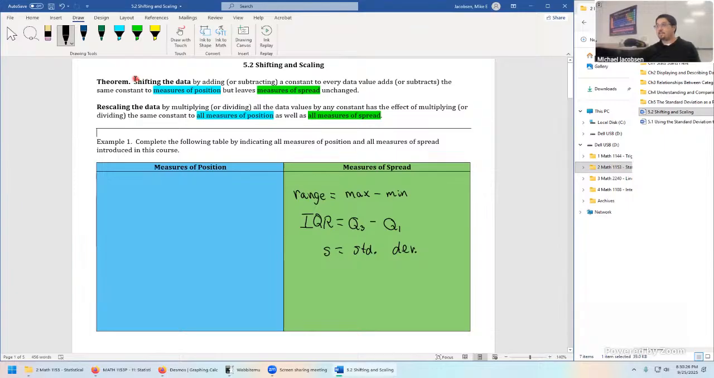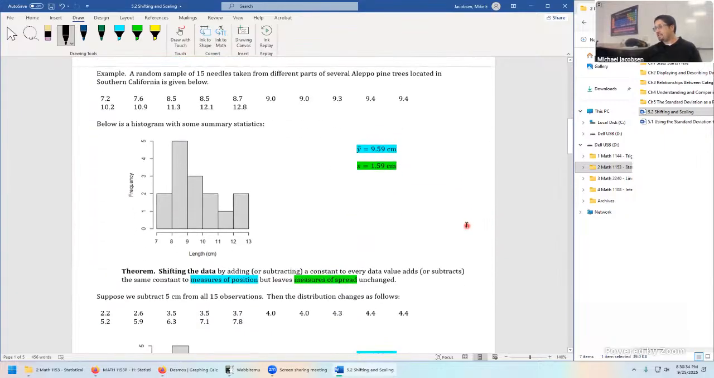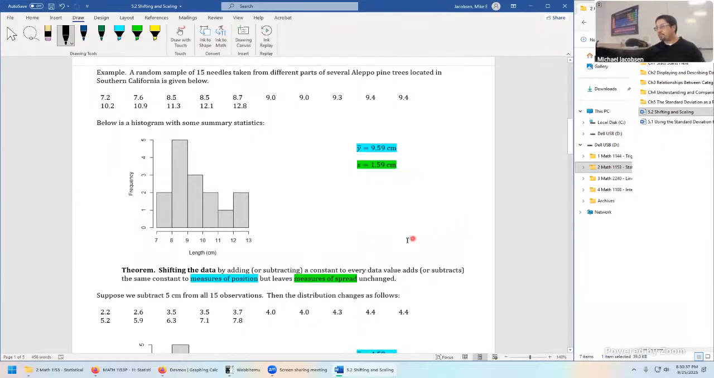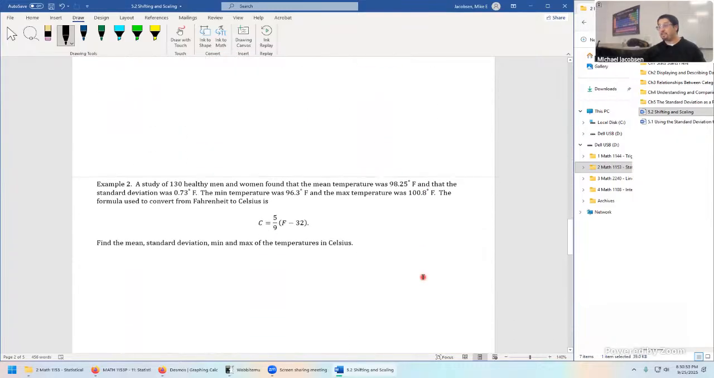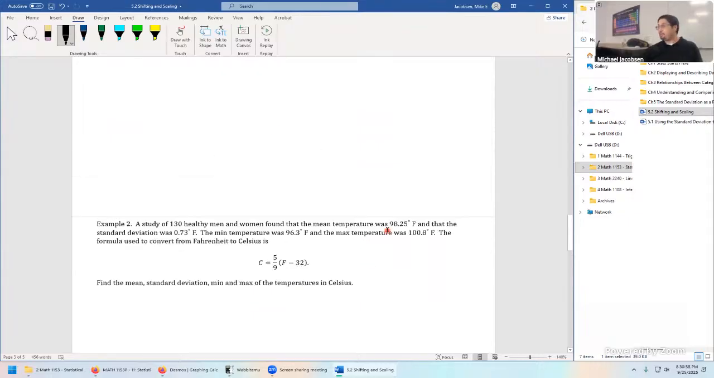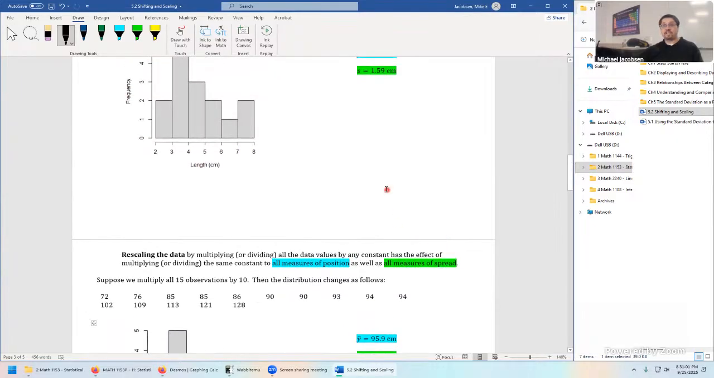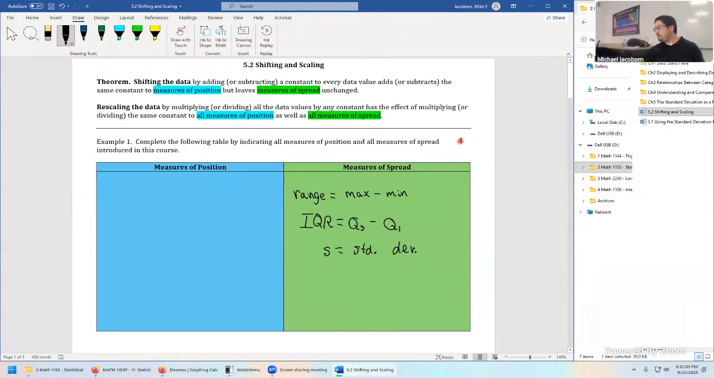If we shift the data, measures of position will change, but measures of spread are left unchanged. So in other words, if these are our data, and we shift the data by subtracting 5 from all the data values, the mean would change. It'd be reduced by 5. But the standard deviation does not change at all. Again, it's kind of shocking, especially when we put it into practice in a formula. It's going to seem like we're just violating math and doing things incorrectly, but we're just following this same principle right here. So those are measures of spread.